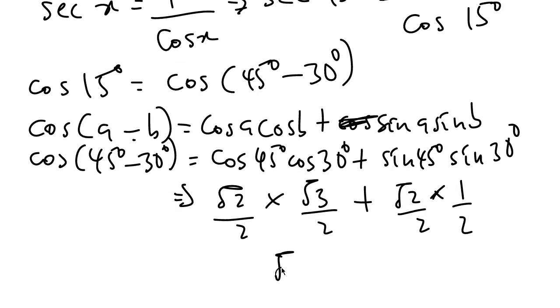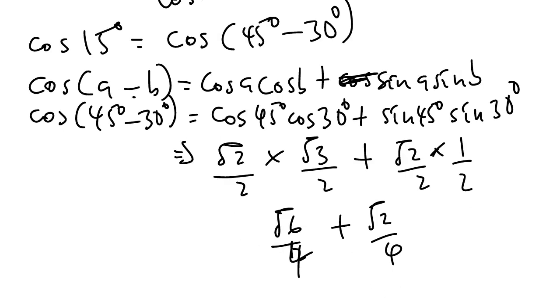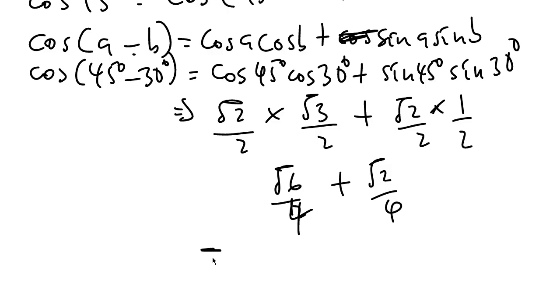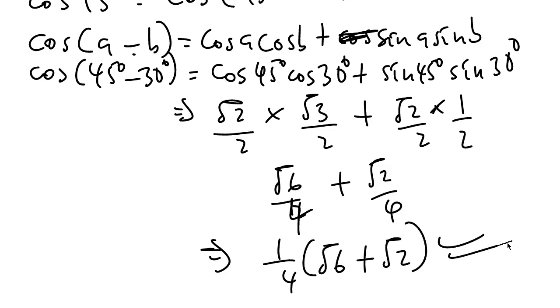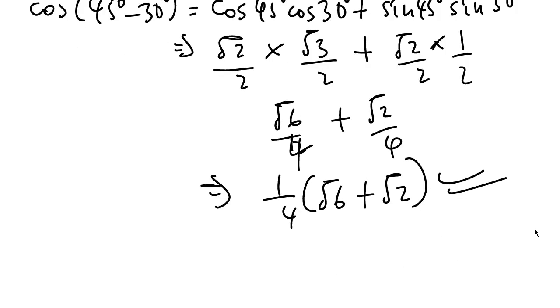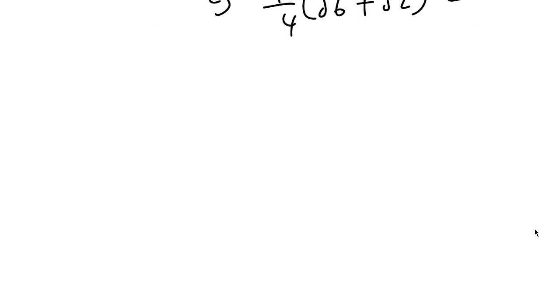So that's going to be what? Root 6 over 4, because 2 times 2 is 4, right? Plus root 2 over 4. And what's that going to be? 1 over 4 into root 6 plus root 2. And this is the value of cos 15 degrees. Understood? And then to apply the tan formula, I want you to pause the video and attempt this.